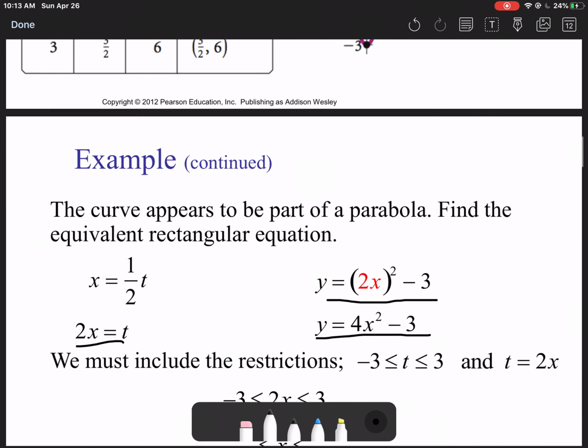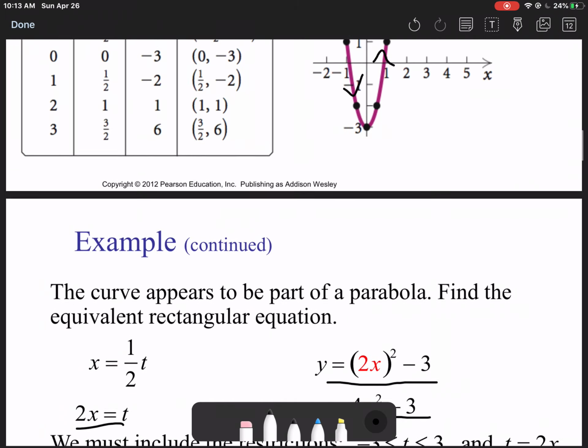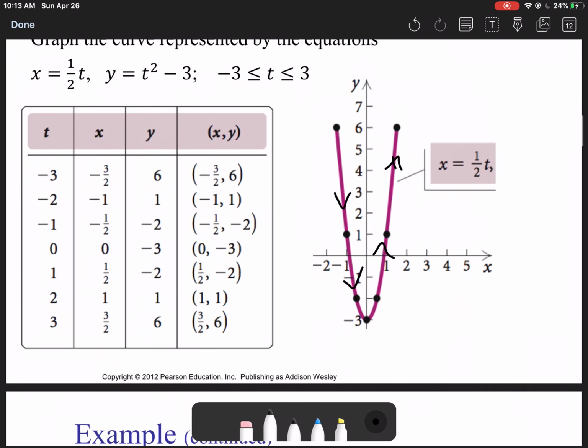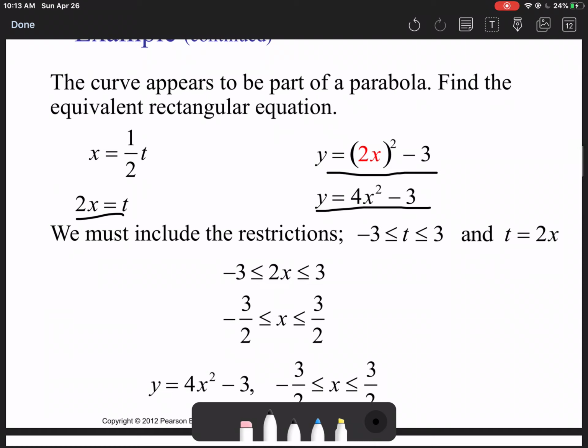Now, when you eliminate the parameter, you lose that direction component I mentioned earlier. You're no longer plugging in the t values, which, like we said, typically represent time, to indicate when your point is at a particular location. You're just graphing, but the graph is going to be exactly the same. It's still a parabola, 4x squared minus 3.